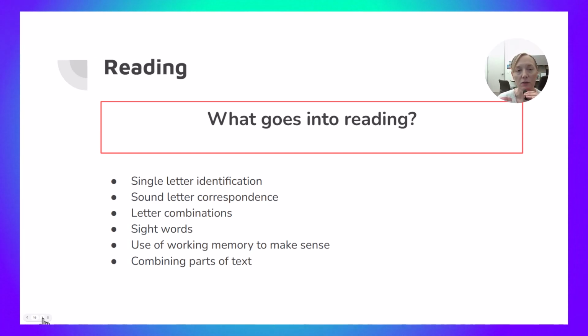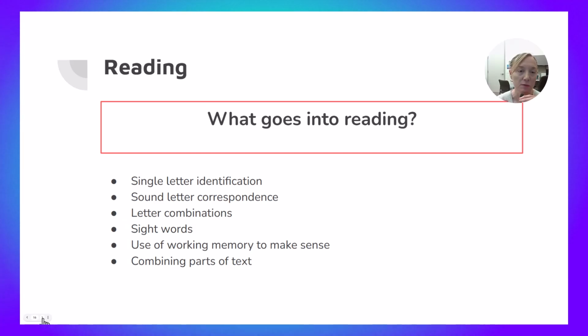And from there, we take those and we understand that not only do they have names, but they also have sounds that go along with them. So an A is an A, but it also says "ah," and it can also say "ay," right? That's a reading rule. Once we have sound letter correspondence, then we're going to start being able to put letter combinations together. Things like CH says "ch," SH says "sh," and then we're going to blend those sounds together.